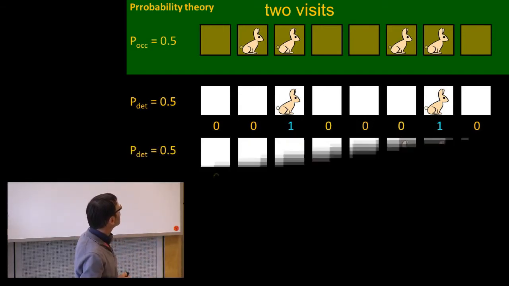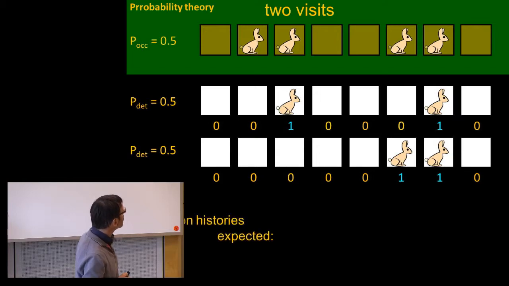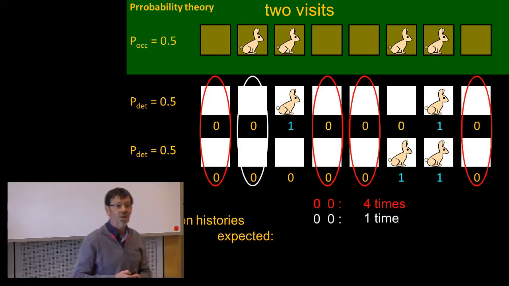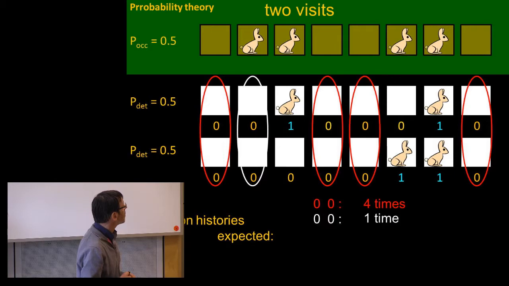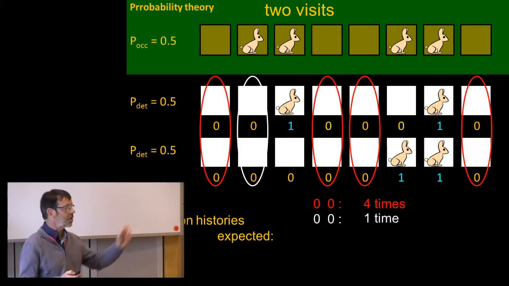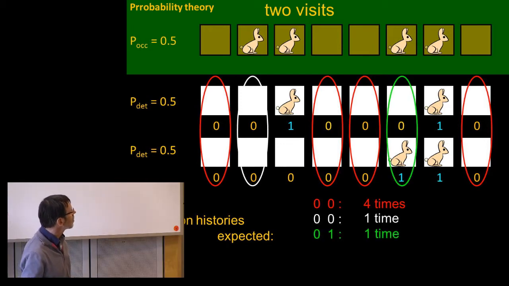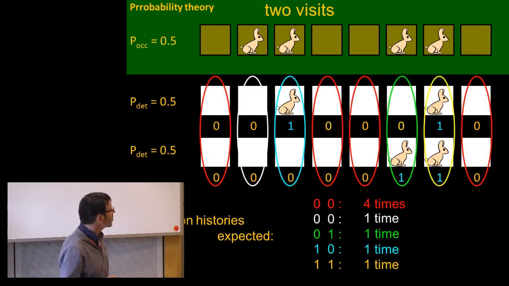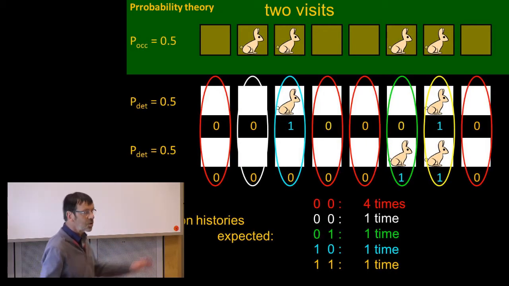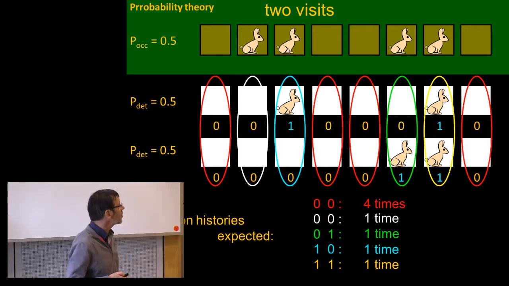Okay, let's try it here. I'm not going to explain them all, but if you have 2 visits, you have occupancy and you have detection per visit, and you end up with all sorts of detection histories generated by the visits. You have a number of red double zeros, and white ones and green. You have all sorts of detection histories, and these detection histories, this is what you use in occupancy modeling.